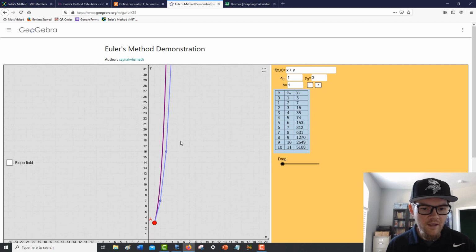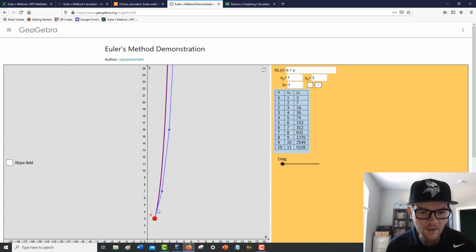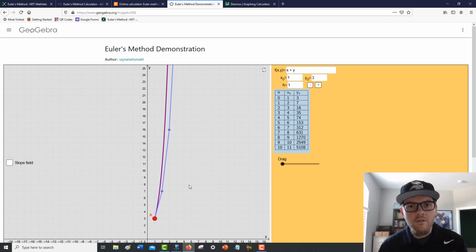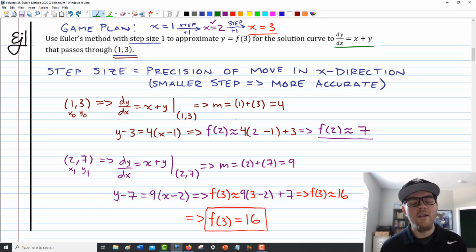So there's Euler's method in action. Notice what it looks like is we've got a tangent line, then we break it off and we get to a new tangent line, then we break it off and go to a new tangent line, and slowly we get a decent approximation of the curve. Obviously the error is getting larger as we go, but it's doing a pretty nice job overall. So having said that, that is Euler's method in a nutshell.